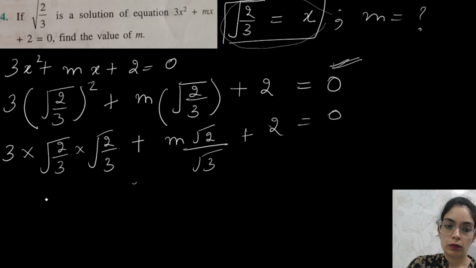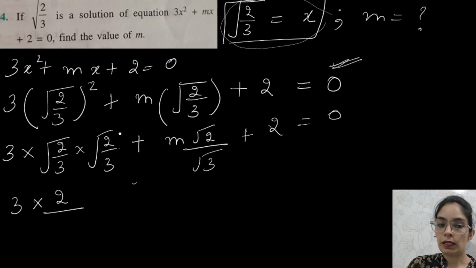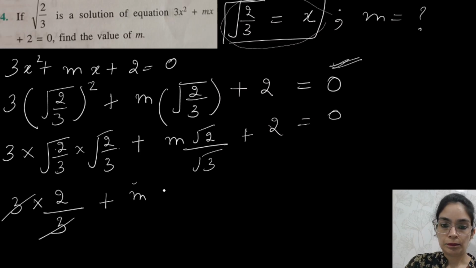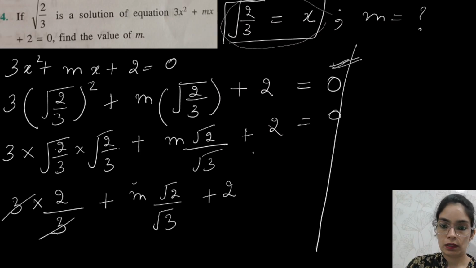Now root 2 into root 2 is 2. See, any number's root multiplied with the same root, the answer will be the number itself. So root 2 into root 2 is 2 and root 3 into root 3 is 3. And here this 3 and 3 will get cancelled. So here we are left with m root 2 by root 3 plus 2. So here also we are left with only 2, because 3 and 3 got cancelled.